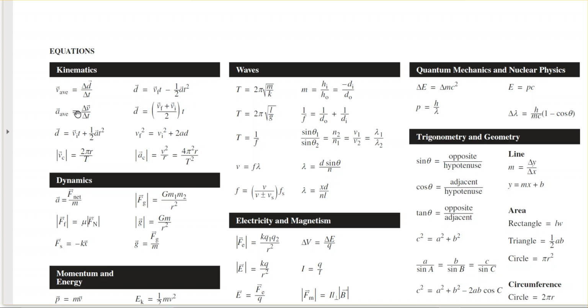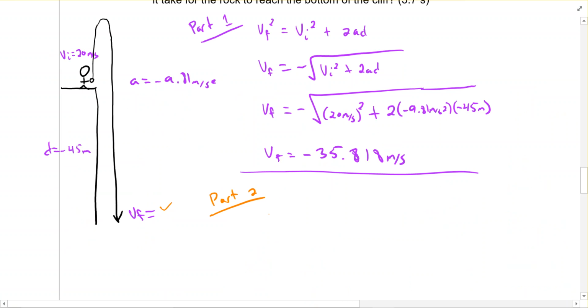But I could use this one, A is equal to VF minus VI over t. I could also use this one, but this one doesn't have t in it, so that won't work. So what I'm going to do is, any, mini, money, mo, I'll use the first one. A is equal to VF minus VI over t.